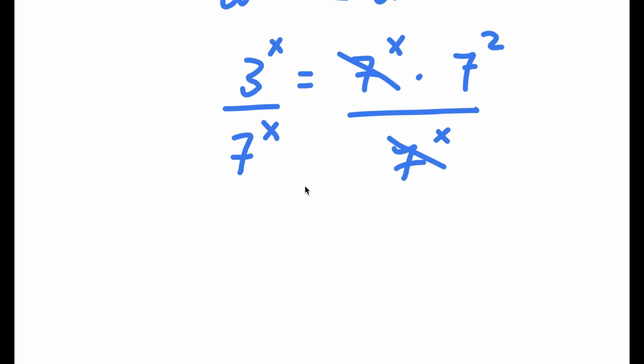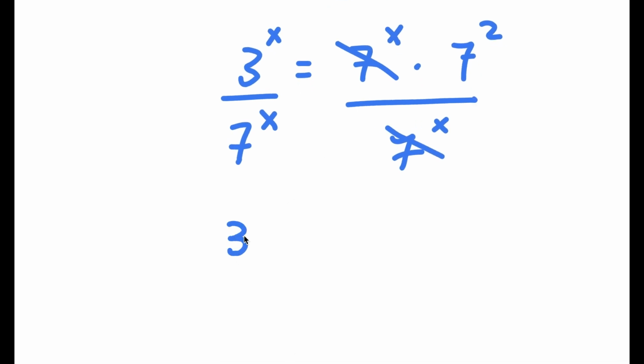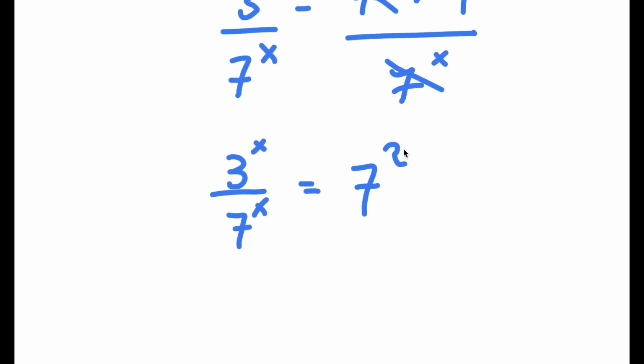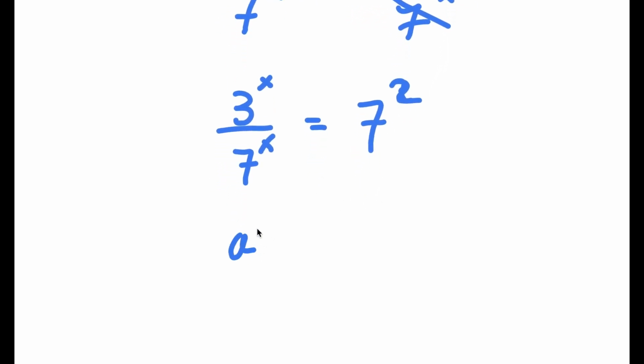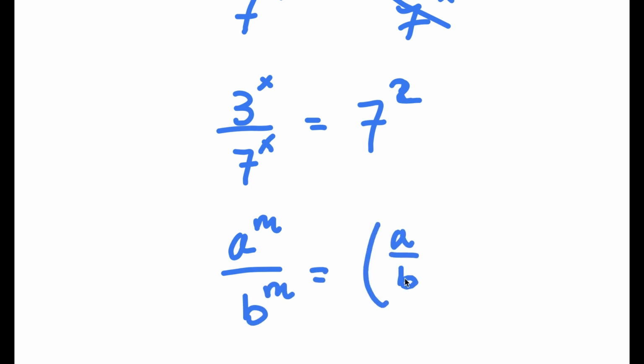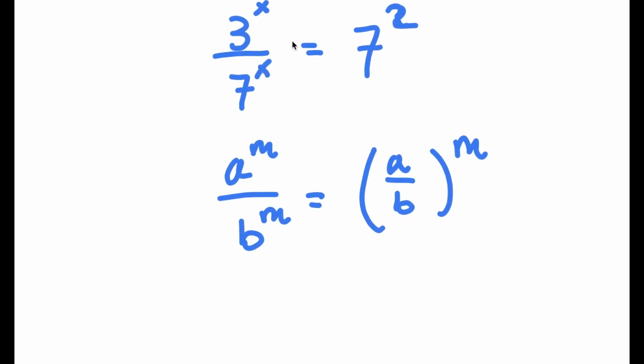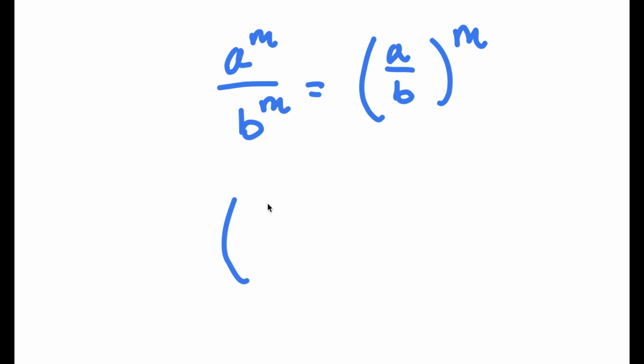So then these two cancel out, and now I'm going to be left with 3 to the power of x over 7 to the power of x is equal to 7 squared. And if I have something in the form a to the power of m over b to the power of m, this is the same thing as a over b to the power of m. So 3 to the power of x over 7 to the power of x, that's equal to 3 over 7 to the power of x, which is equal to 7 squared.